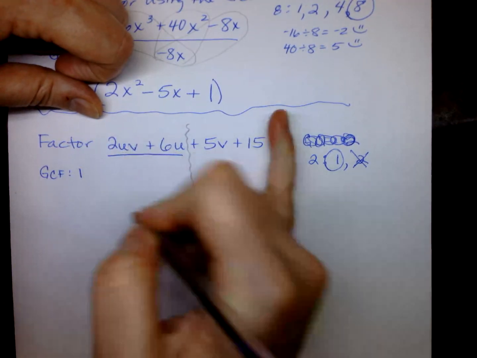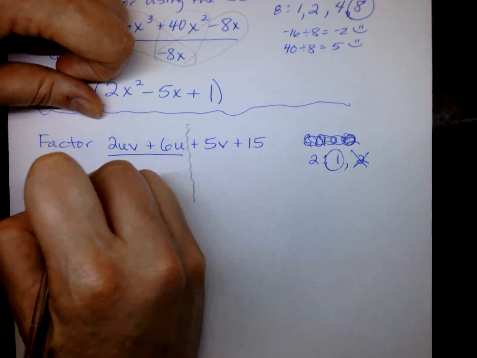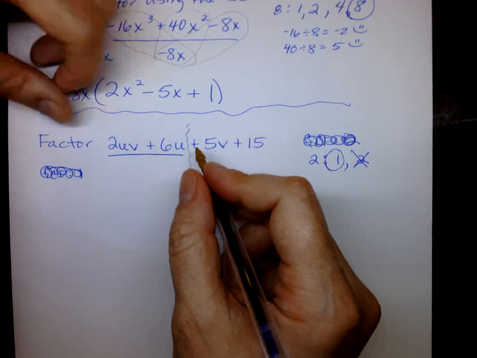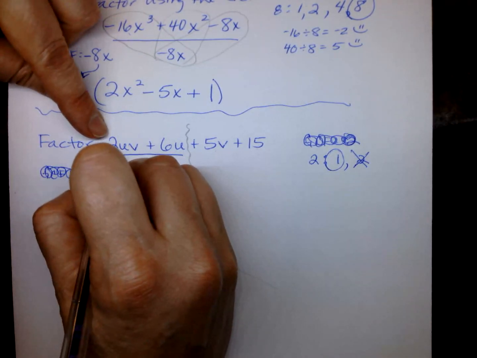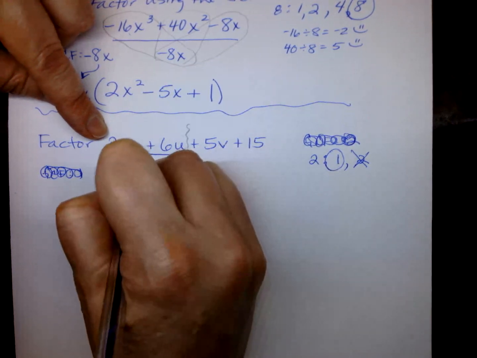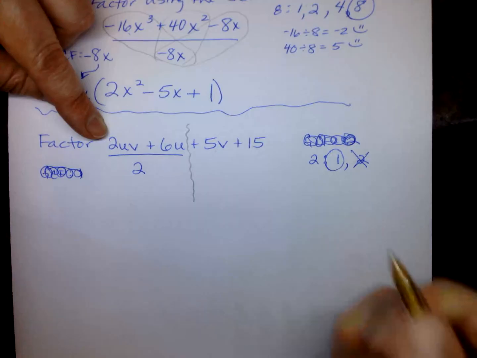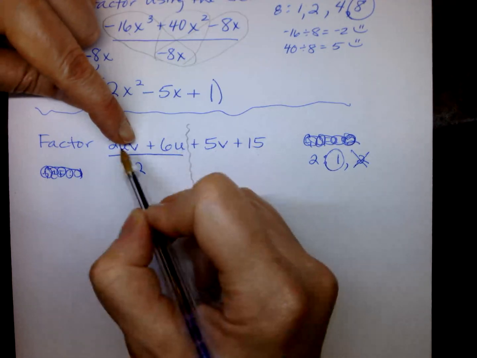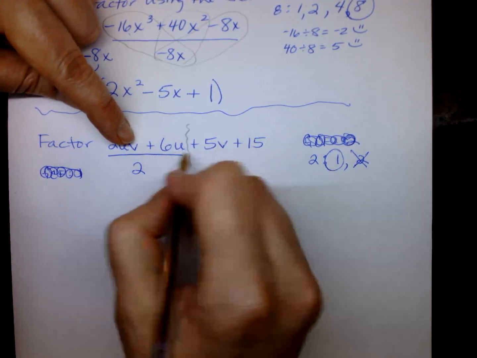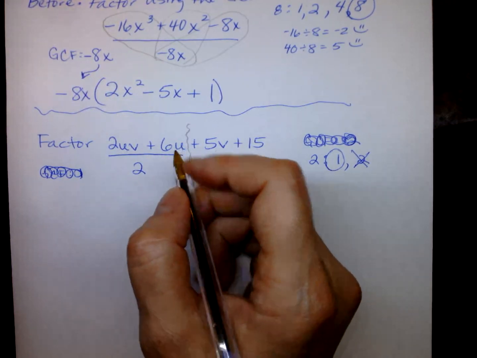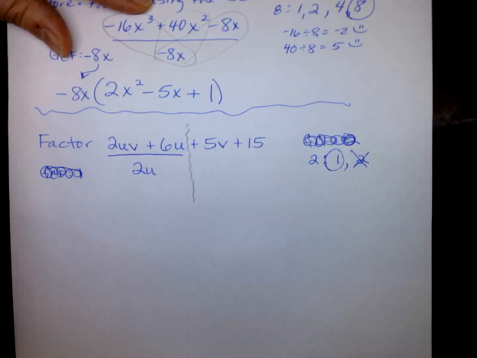I'll look at this first set of terms, 2uv plus 6u, and I'll ask myself, what is the GCF of 2uv plus 6u? Okay, well, let's go number part. What's the GCF of 2 and 6? The biggest thing that can divide out of both 2 and 6? Well, that's 2. How about the variables? I see that there's a u here and a u here. There's a v here, but no v over there. So v cannot be part of the GCF, but u can, and there's a u in both terms. So there's a single u that can be divided out of both terms. So we'll write that as 2u is the GCF of the first two terms.